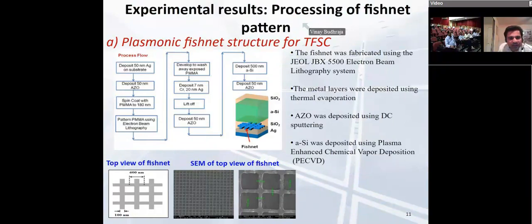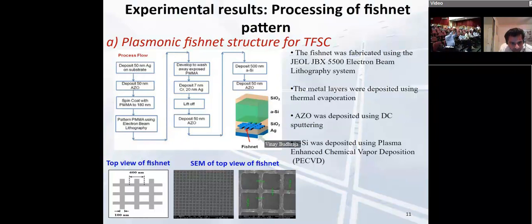Now we see the experimental results in the processing of the fishnet pattern. The earlier results were the modeling results. To see the reliability of the modeling results, we patterned the fishnet array. The fishnet is a uniform array of nanoparticles. So we did the fabrication part of it.